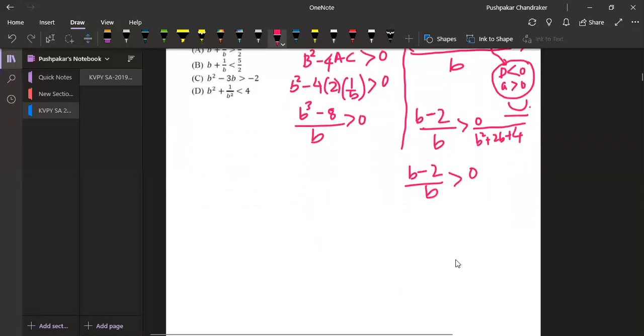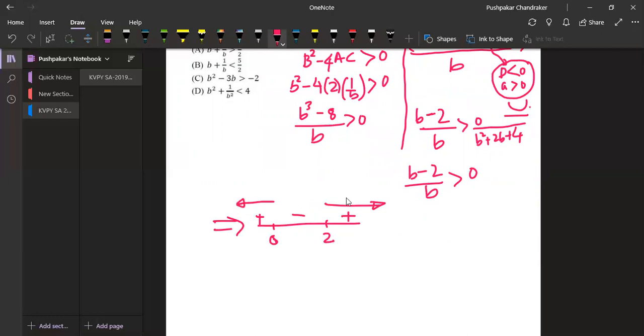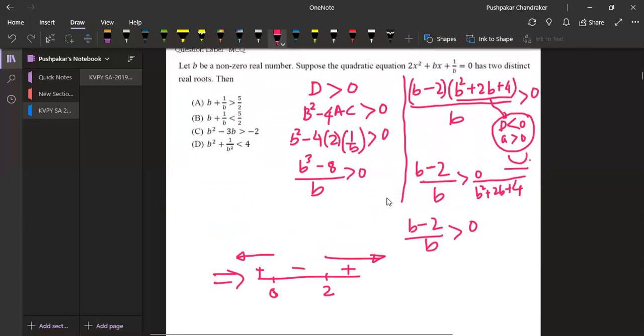Now if this is the case, then this is a problem based on the wavy curve method. Now if you plot it, here is 0, here is 2, plus minus plus. It means the solution will be either this side greater than 2 or less than 0. So b can be either a negative value or b can be greater than 2. Now you'll notice that this is definitely wrong, because if I take b negative, the left side will be negative, but it is saying greater than 5 by 2. That's wrong. And option B is also wrong, because if I take b 100, then b plus 1 by b is less than 5 by 2, that's wrong.